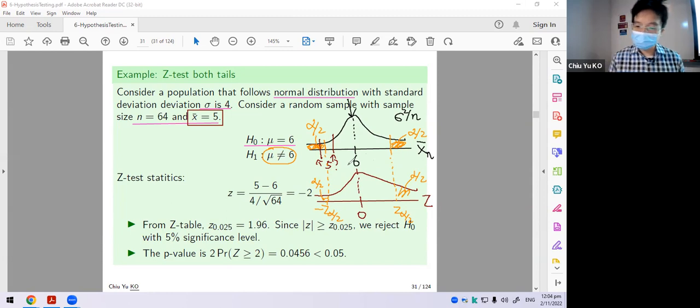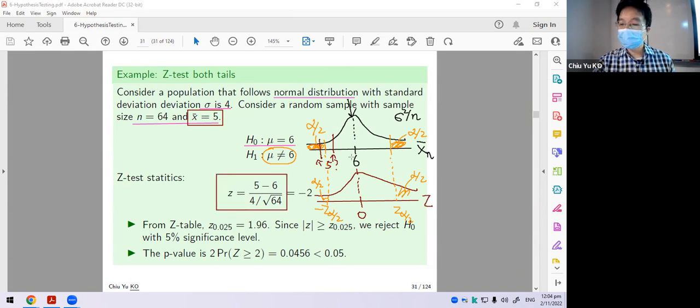5 turns out to be, using this calculation, I think it's very clear, you just subtract the mean and divide by the standard deviation. That is the standard way we have been talking. And it turns out this is just -2, somewhere here, -2. And you want to calculate this area.